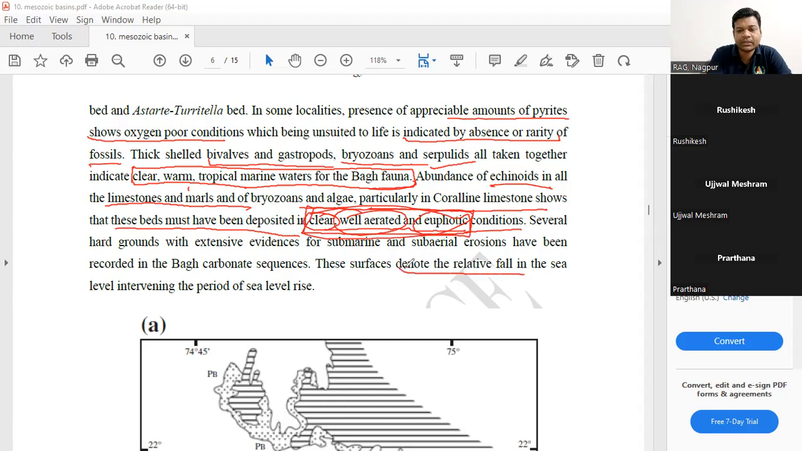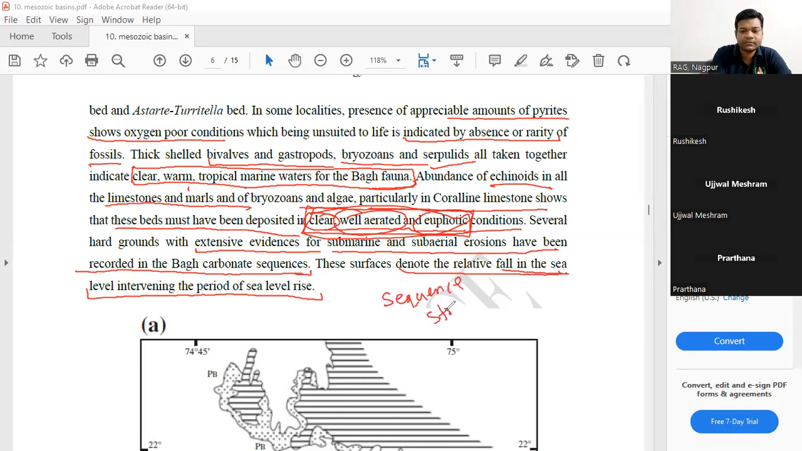Now, these surfaces denote the relative fall. Several hard grounds with extensive evidence of submarine and subaerial erosion have been recorded in the Bagh carbonate sequence. These surfaces denote the relative fall in the sea level intervening the period of sea level rise. You might have studied all this in sequence stratigraphy.